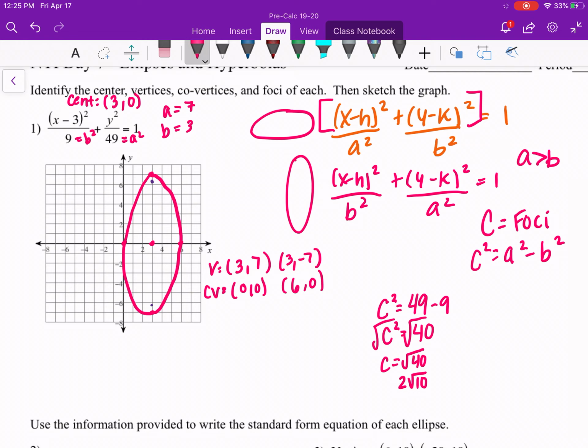The foci are always in line with the A term. They're always in line with the vertice. Remember, think vertice and co-vertice, like captain and co-captain. The one that doesn't have the co in front of it is more important. And so the foci are always going to go with the more important one. I don't know, there's a bunch of tips and tricks that I could give you guys to keep this straight.